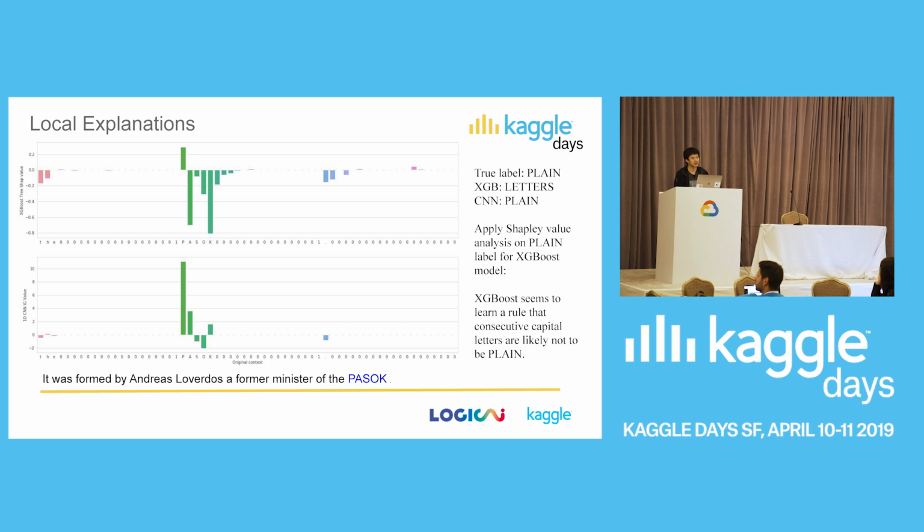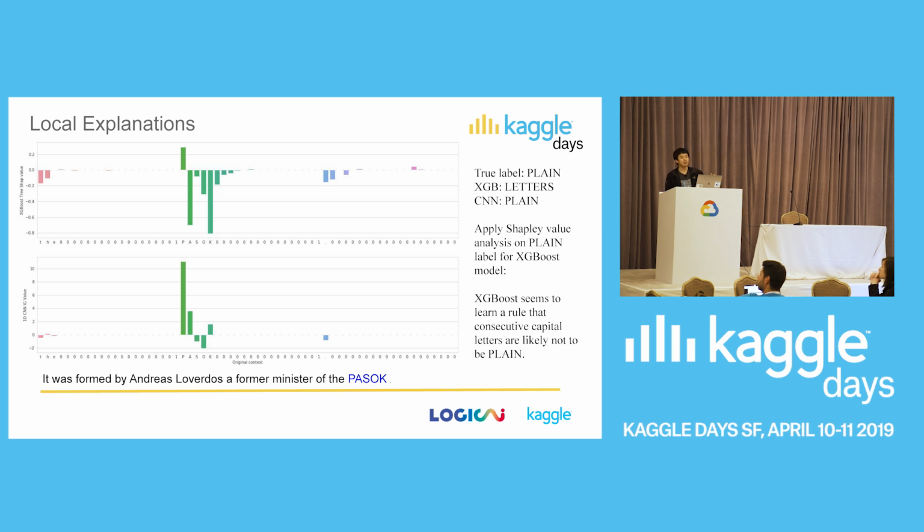And let's also see an example of when SGB boost predicts wrong while the neural network predicts right. So here's one of the examples. The true label is plan, so you would pronounce it as it is, Paxos. In this sentence, SGB boost thought it is a letter, while the neural network thinks it is a plan class. If it's a letter, you would pronounce it as P-A-S-O-K, so you would pronounce them separately.